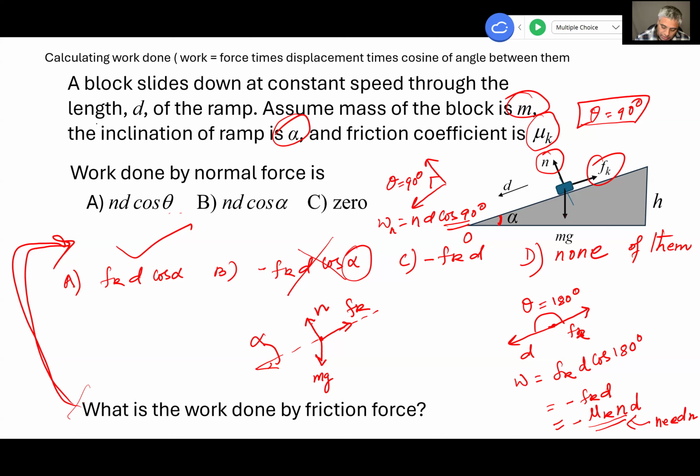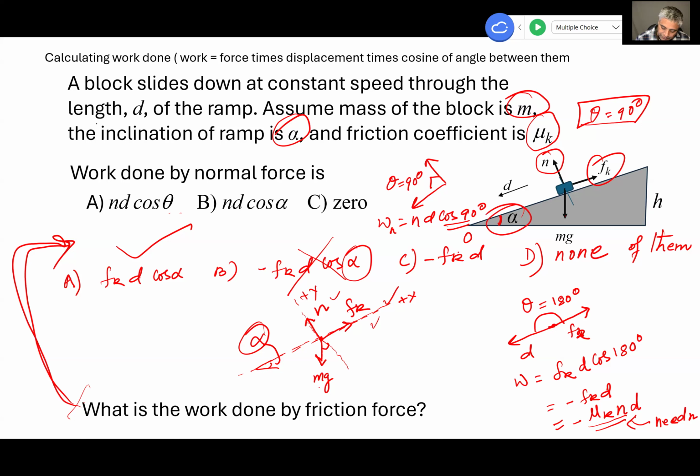Now this force is along the plane, so we can choose one axis in that direction, and another axis is going to be this. We see these two forces are lined up with these axes, but the mg is not. So for that, we can use this angle. Oh, not theta, it's alpha, right? So alpha is given.